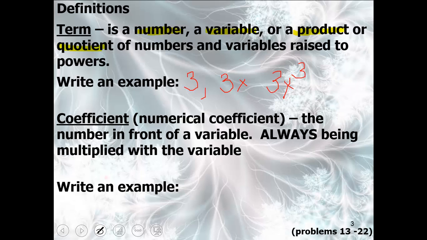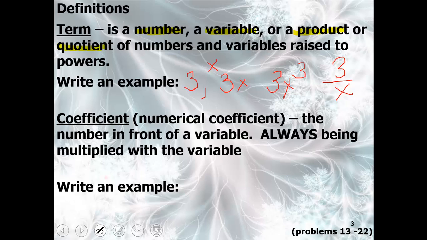All right? So it is a number. We could have x, a variable, the product of a number and variable, 3 times x, and then variables raised to exponents. We could also have 3 divided by x, or x divided by 3. All right?